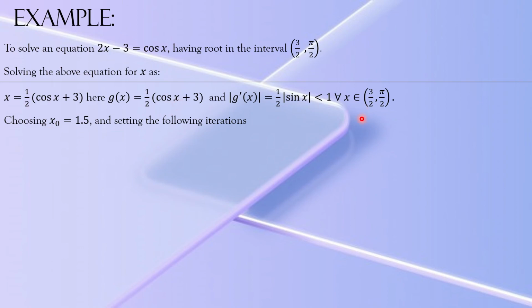You can take any real number in this interval, 3/2 to pi/2. We can take pi/2 as well, or we can take 3/2. We have taken 3/2, and then we set the following iterations.